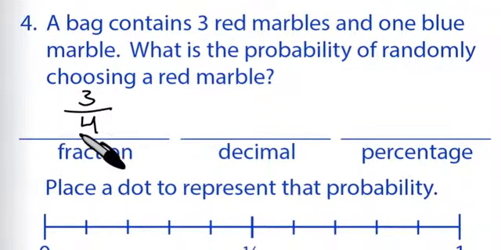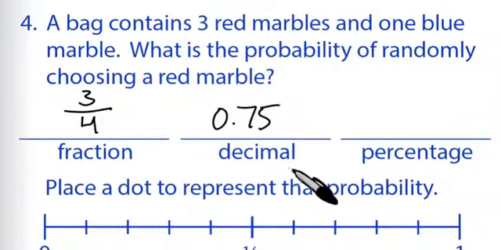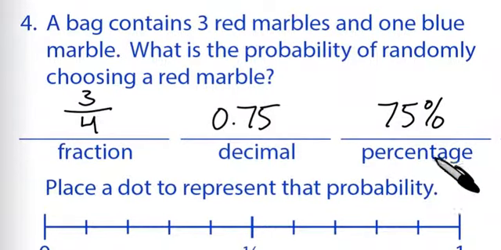So the fraction form of our probability is 3/4. In decimal form, we just take 3 and divide it by 4, and we get 0.75. And for the percentage, that is 75%.